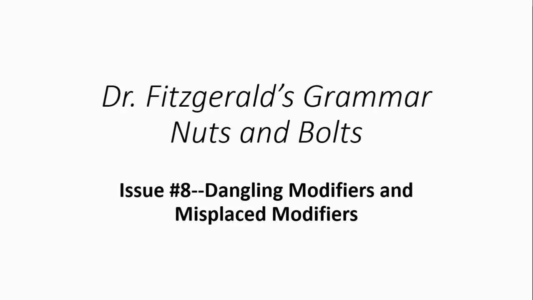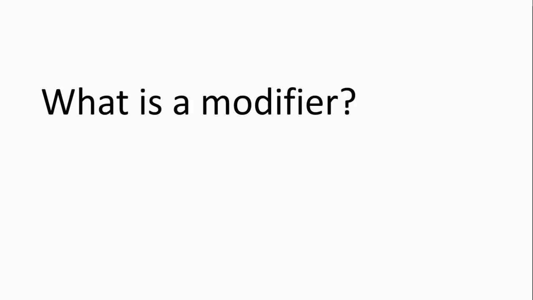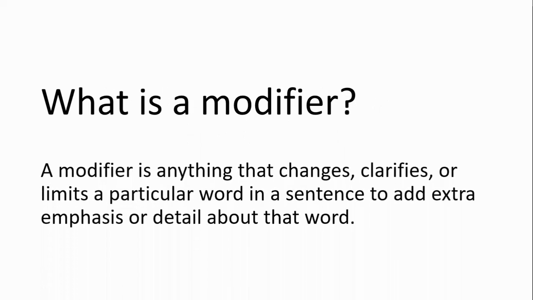Today is issue number 8, Dangling Modifiers and Misplaced Modifiers. Let's get started. So first off, what is a modifier? Well, a modifier is anything that changes, clarifies, or limits a particular word in a sentence to add extra emphasis or detail about that word. The word modifier itself is kind of a catch-all term. Adjectives and adverbs, those are single word modifiers. Phrases can be modifiers too. Don't get too caught up in the definition here. You'll see in practice what the issue is.